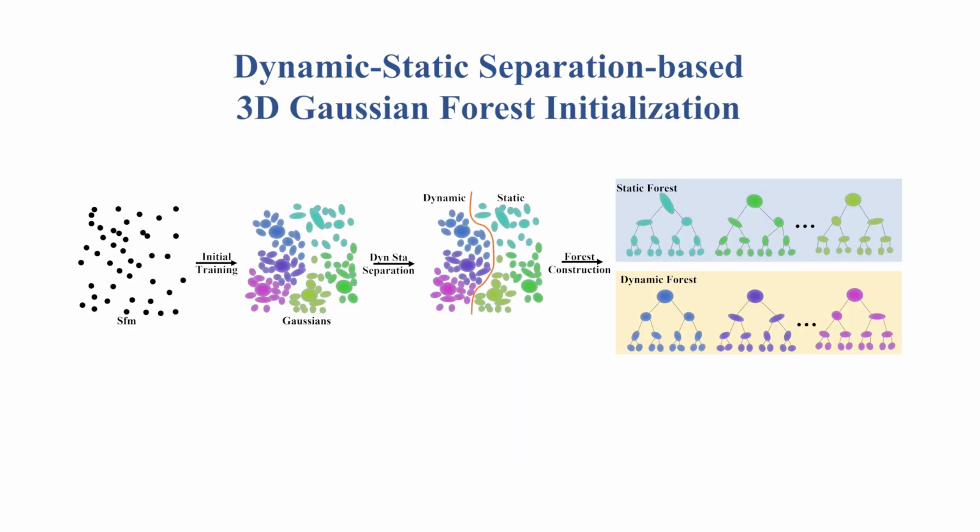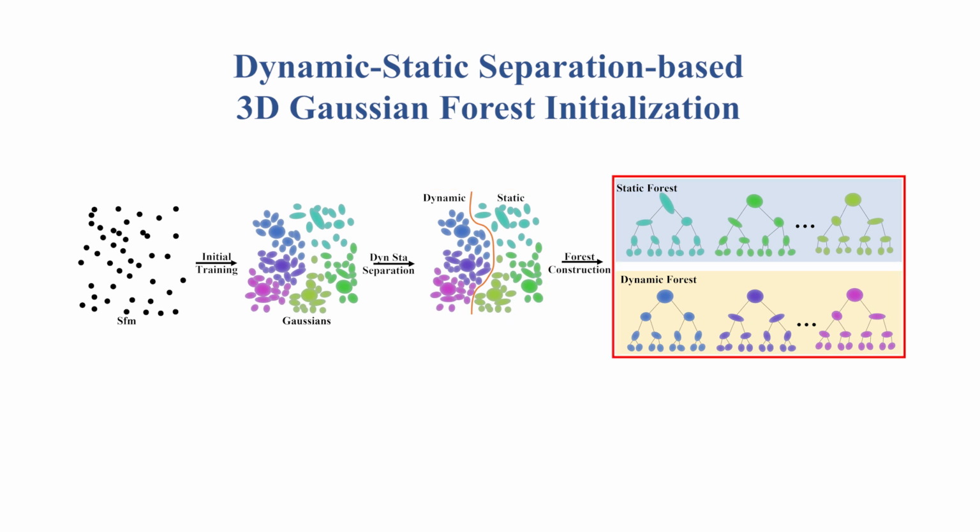To construct the 3D Gaussian forest, we introduce a dynamic-static separation-based 3D Gaussian forest initialization method. This method first initializes the 3D Gaussians with SFM points and trains the initial Gaussians. Then this method distinguishes between dynamic and static Gaussians and constructs the dynamic and static forests separately.